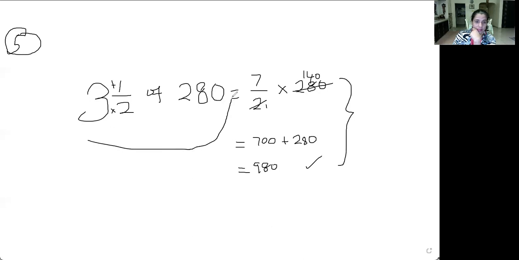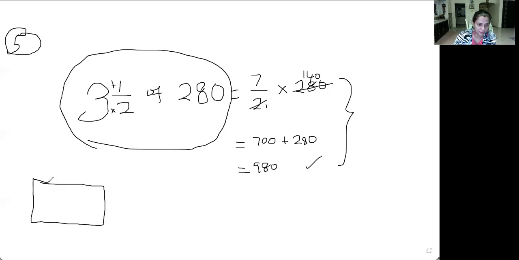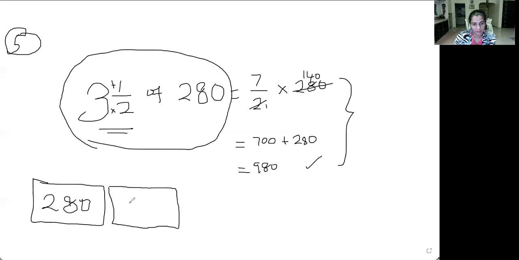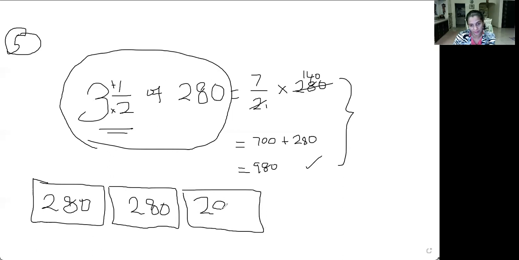But what does this mean? What is 3.5 of 280? It means if this one rectangle is 280, then you have 3.5 of it, which means you have another rectangle worth another 280. You have another rectangle worth another 280. And you have half of that still. So that's what it means by 3.5.